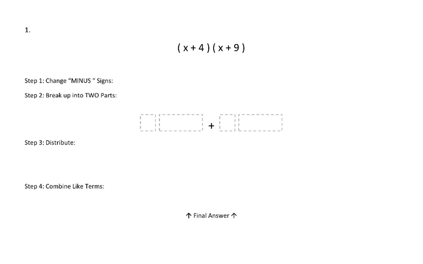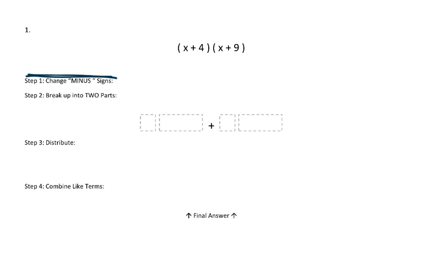So don't get scared. First thing it says is change any minus signs. Well, when I look at this problem, x plus 4 times x plus 9, I don't see any minus signs. So step 1, done. Step number 2 says break it into two parts.